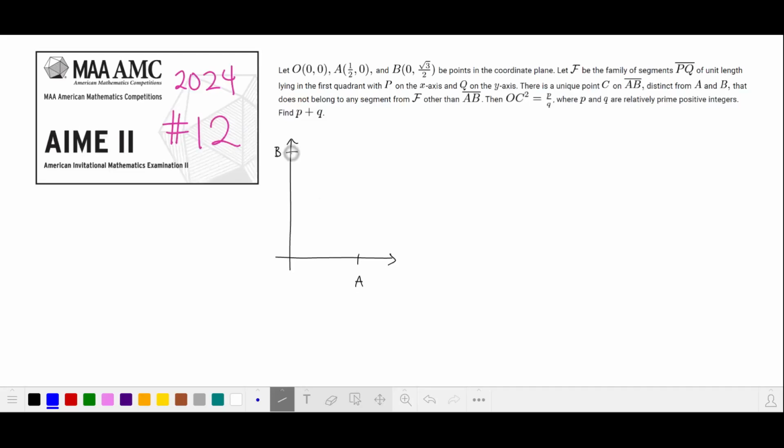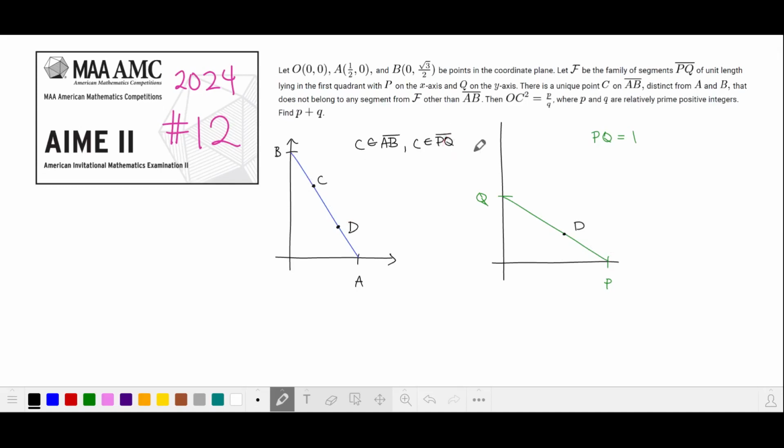We have segment AB here in the first quadrant. PQ is the set of all segments in the first quadrant that have length 1. And if there's a point D on this segment AB, it may also be on the segment PQ. But there's one point C that is on AB, but is not on any of these other segments PQ.